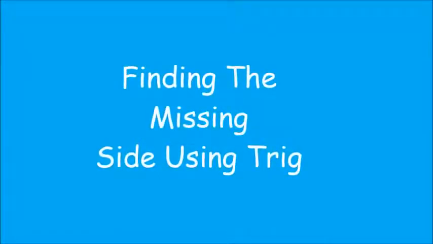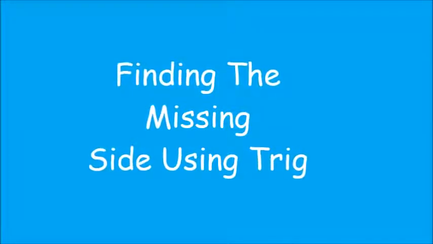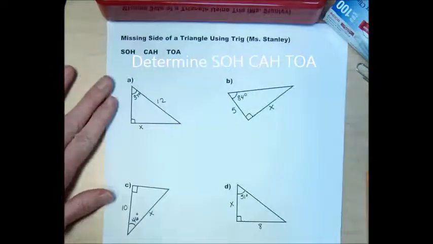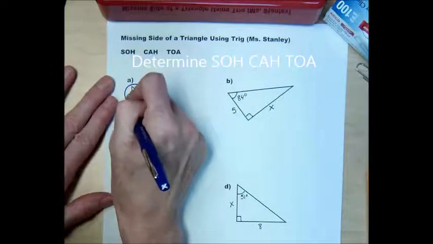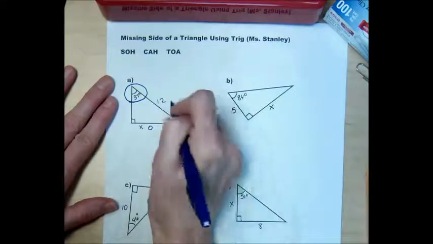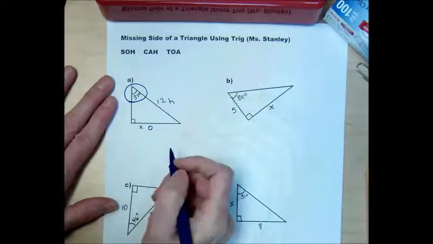Today we're going to find the missing sides using the trig ratios. So we're still going to use SOHCAHTOA, and we're going to start by determining which one we're going to use, sine, cosine, or tangent. So I circle my angle just like I do for any other problem, and I label my sides. So my x is opposite, my 12 is hypotenuse.